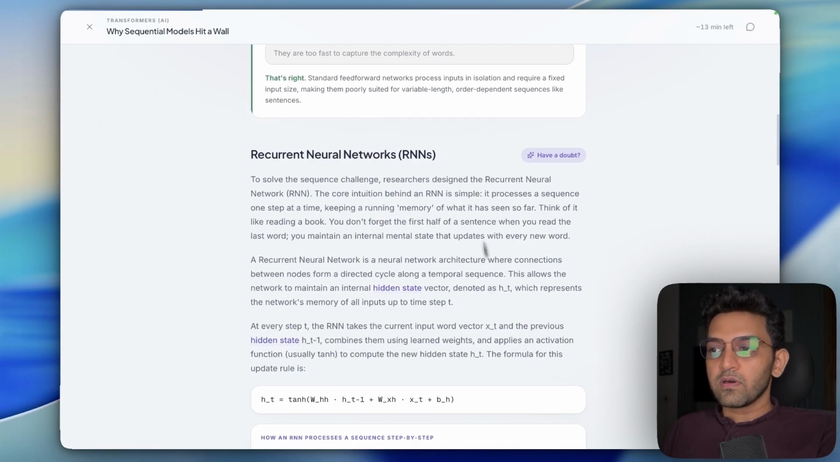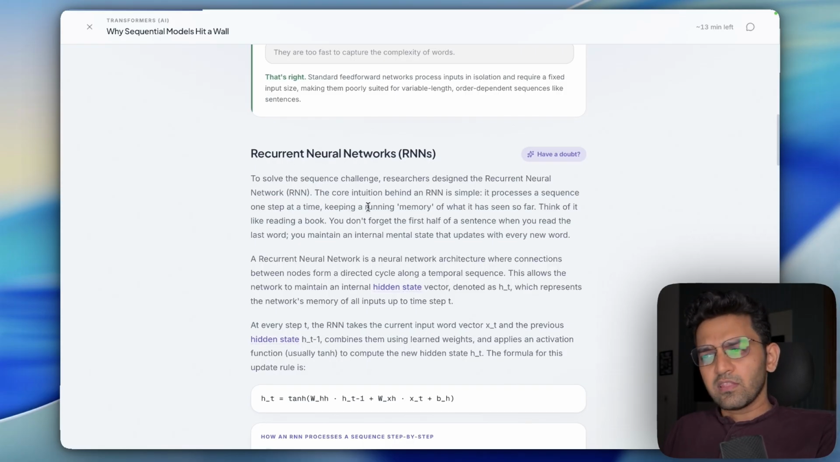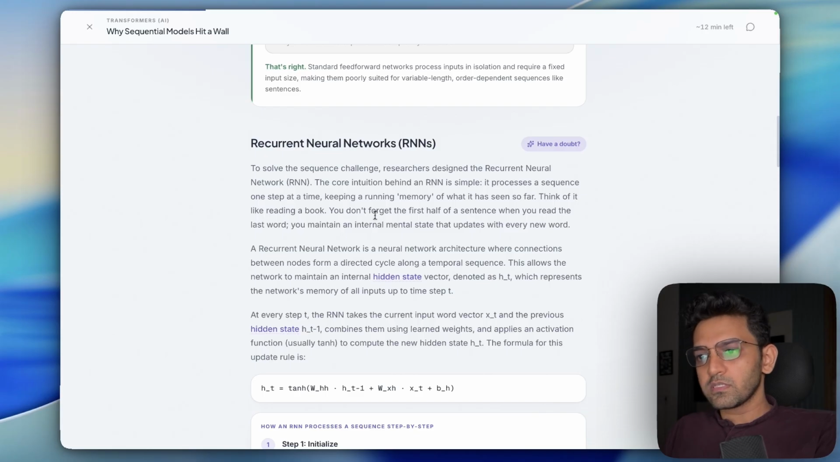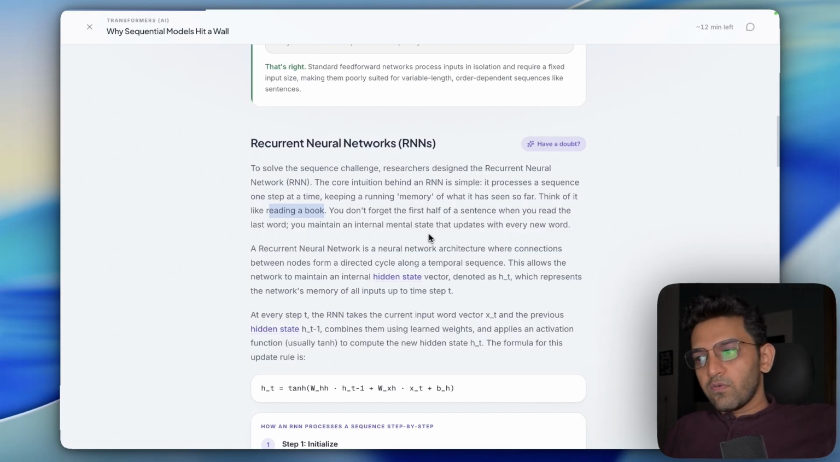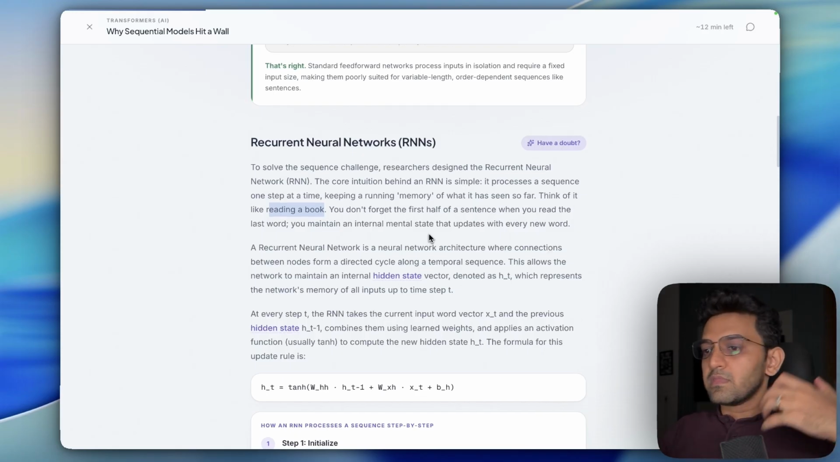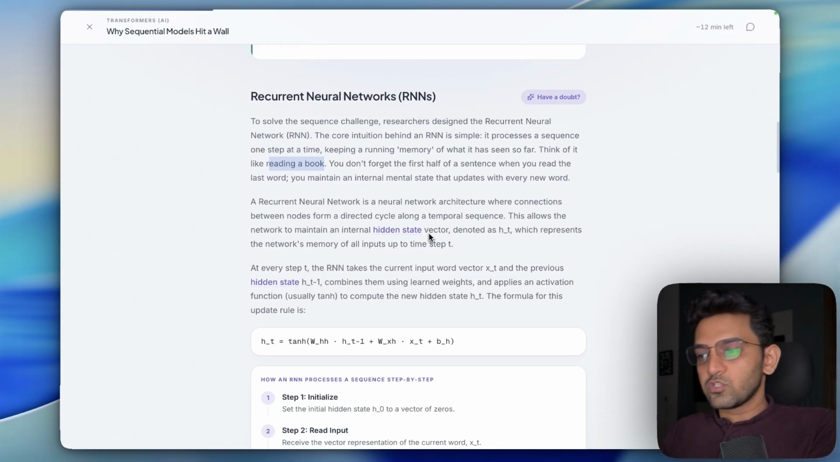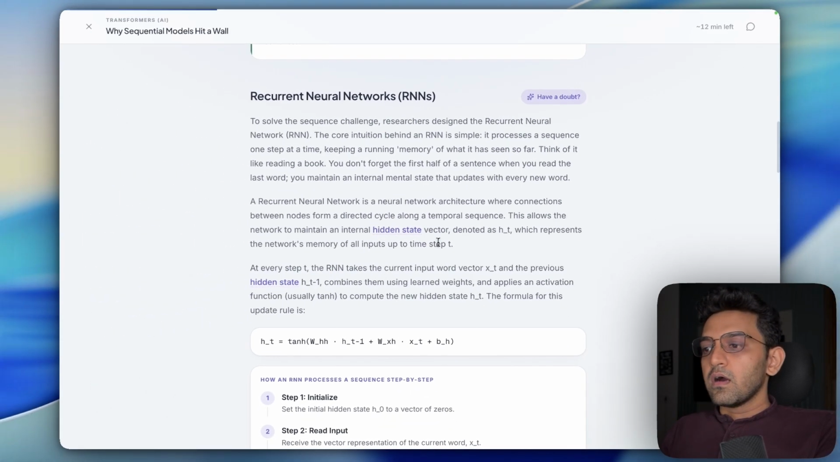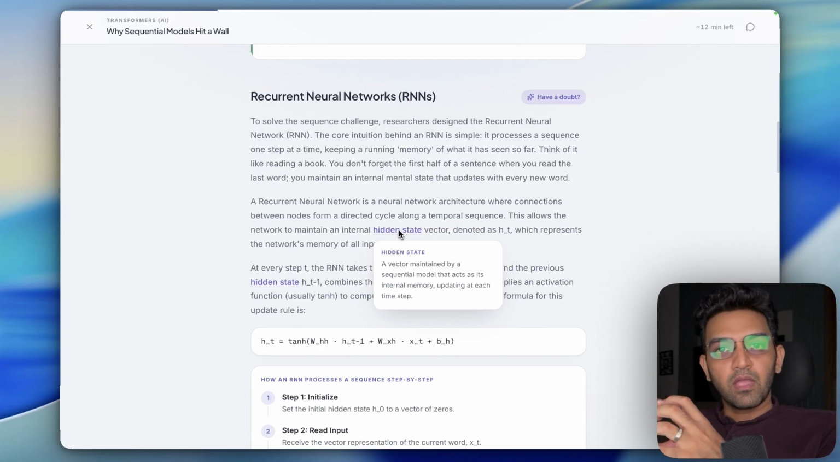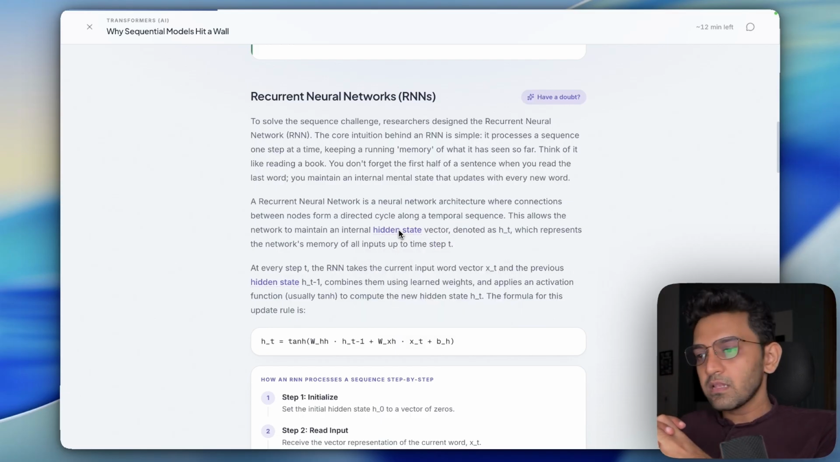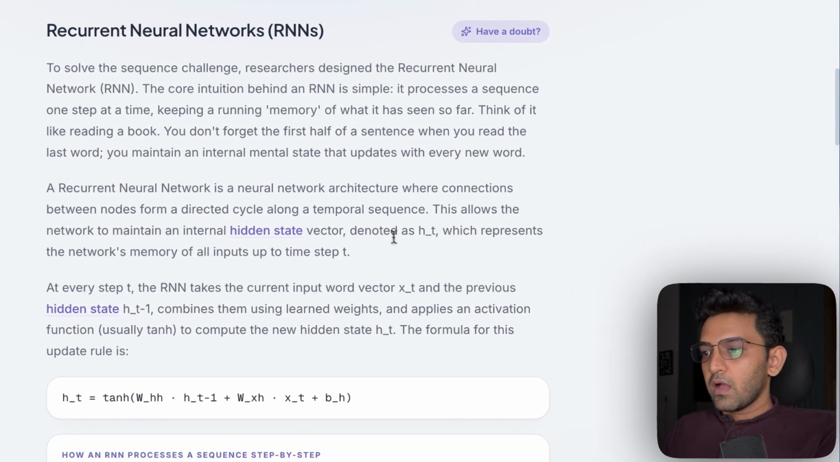Recurrent neural networks were designed by researchers because of this problem, and the core intuition behind the RNN was simple. It processes a sequence one step at a time, keeping a running memory of what it has seen so far. Think of it like reading a book. You don't forget the first part of the sentence when you're reading the last word. There is an internal mental state that updates with each word. It's a neural network whose connections between nodes form a directed cycle along a temporal sequence. This allows the network to maintain an internal hidden state. This is a state or a memory which keeps the meaning of the sentence up to that point, and it is denoted as ht.